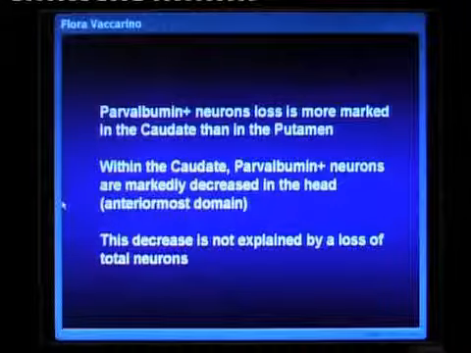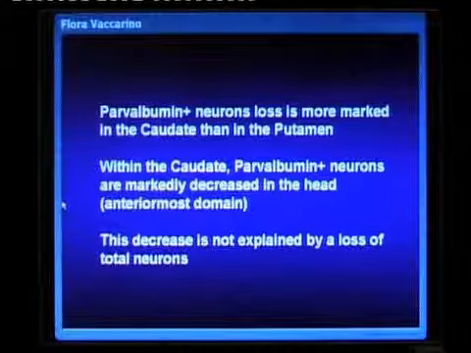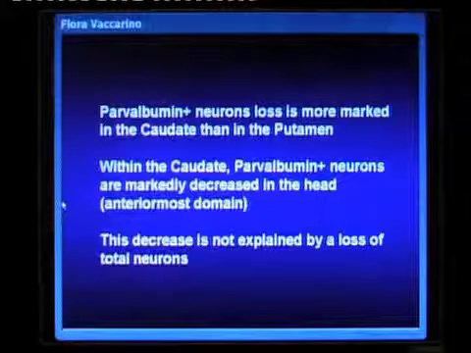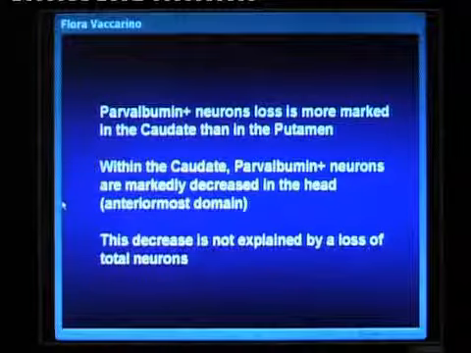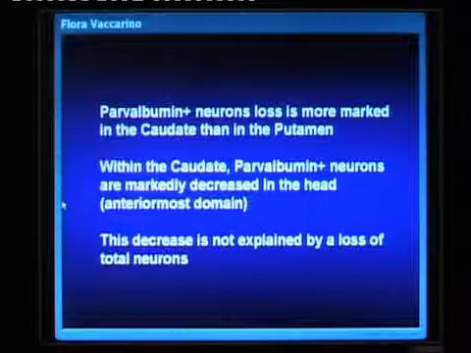So the conclusion up to now is that parvalbumin neurons, at least in these 4 patients with Tourette's, who have actually severe Tourette's, this particular group of patients, the kind of patients that do not typically improve with time, with age, it's more marked in the caudate than in the putamen, and within the caudate, the parvalbumin neurons are markedly decreased in the head and not in the body. And it's not explained by a loss of total neurons.